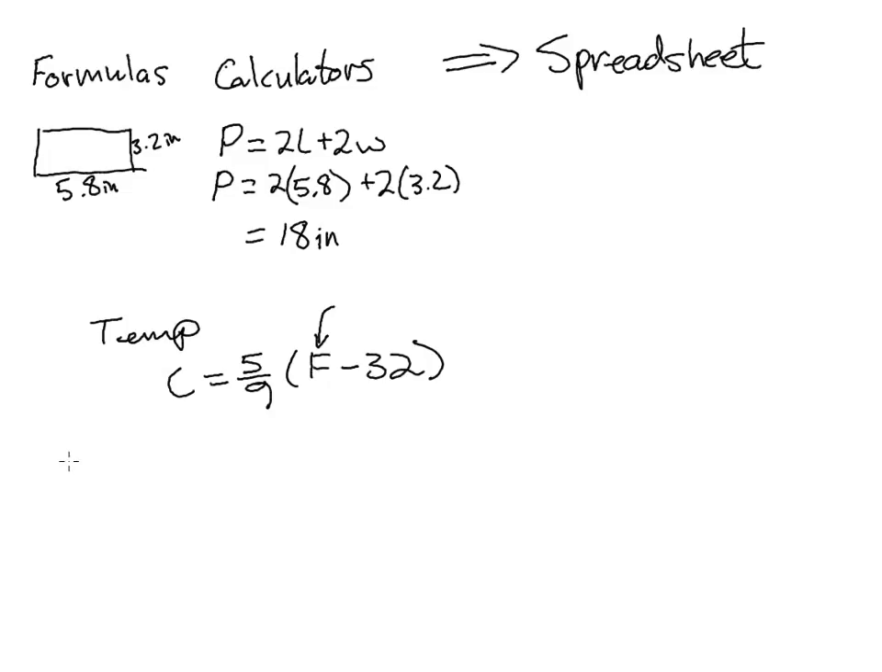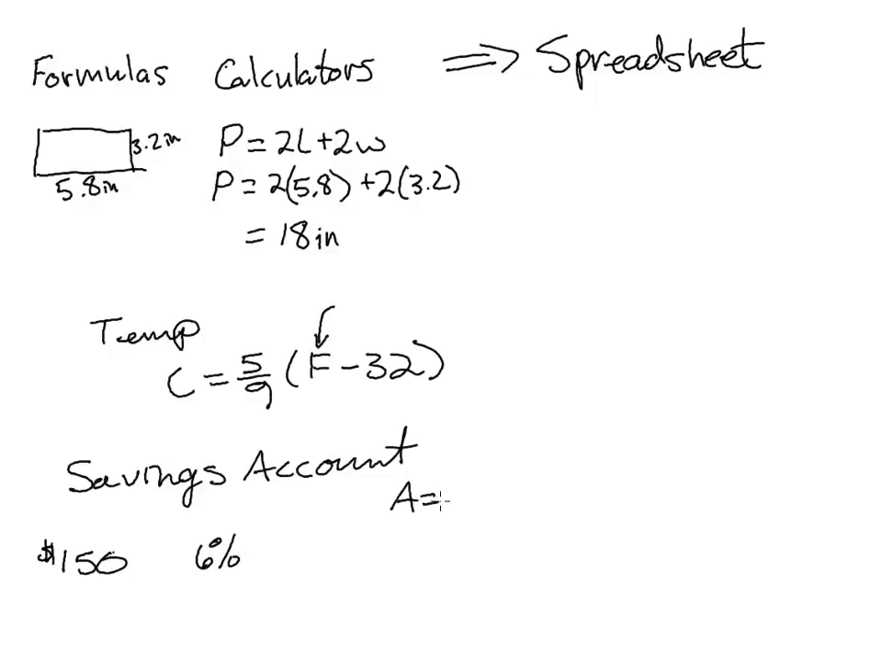The last application we're going to see with Excel is very powerful. It is to model what happens in a savings account. Before, we were able to start with $150 that gains, say, 6% per year. We had a formula that looked something like this: the principal times 1 plus the interest rate to the number of years, or the time up here.